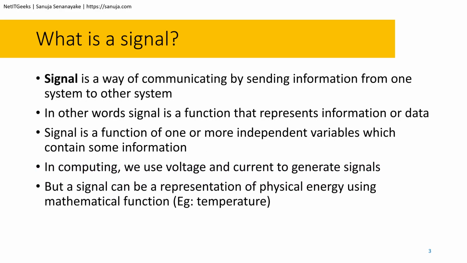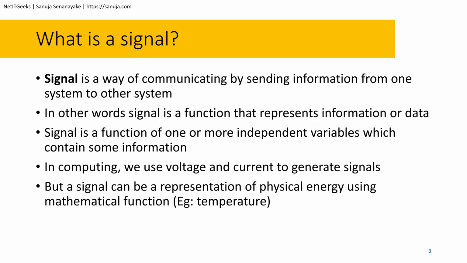So, first things first, we need to know what is a signal. A signal is a way of communicating by sending information from one system to another system. In other words, signals allow us to communicate information that is generated from one system to the other. So we have an exit or output signal that is sent out by one communication system, and the input of the next system is going to use that signal data to process that information.